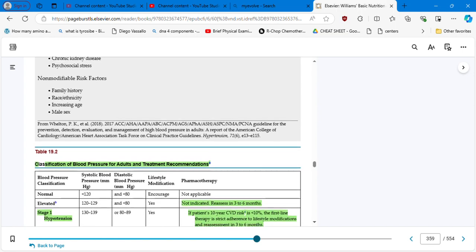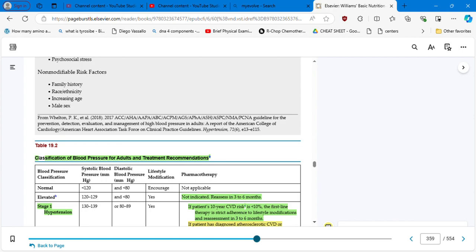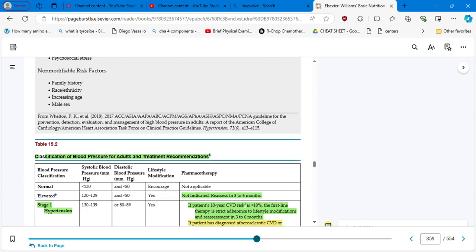Non-modifiable risk factors are family history, race, ethnicity, increased age, and male sex. And I would say that in functional medicine, we strongly believe that family history and race, ethnicity, with the good environment for the cell, these factors are preventable, are modifiable.